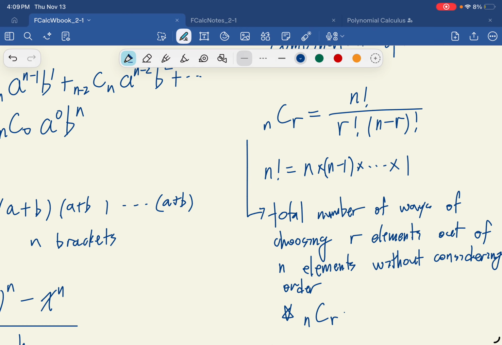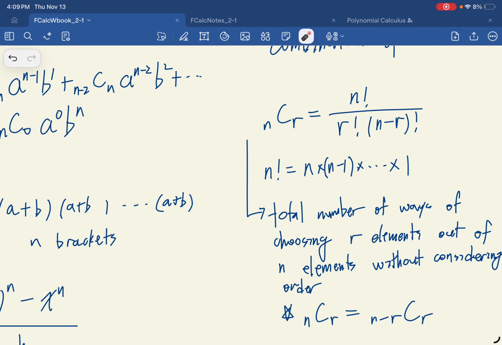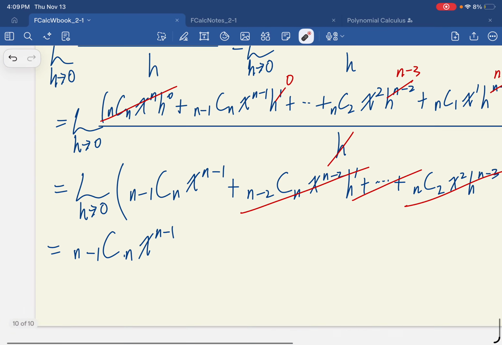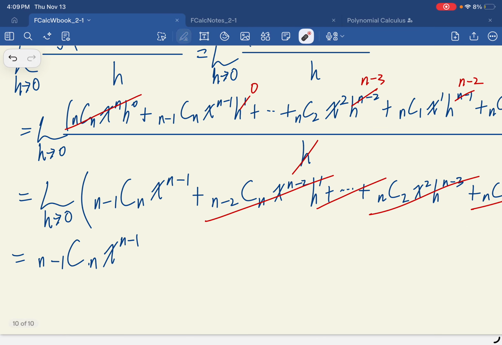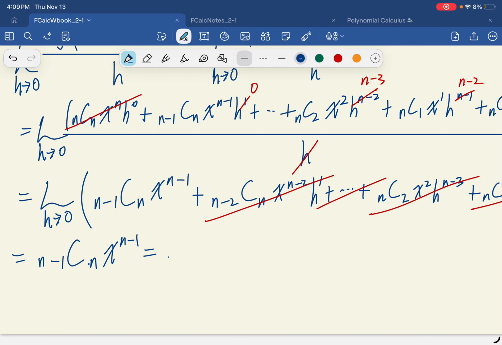N choose r is equal to n choose n minus r, because you can literally replace r with n minus r, and this will become r factorial, right? So it's interchangeable, which means that this is equal to nC1 times x to the n minus 1. And how many ways can you choose one bracket out of n brackets? There's only n ways, right? So it's n ways times x to the power of n minus 1.